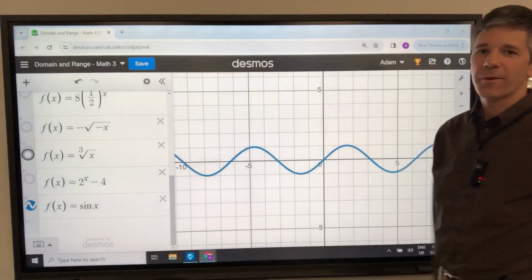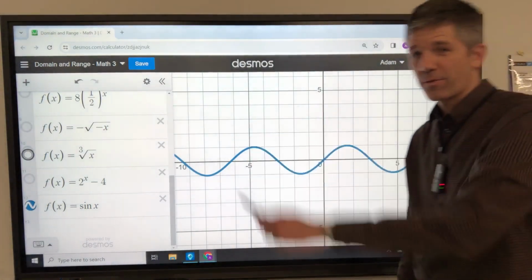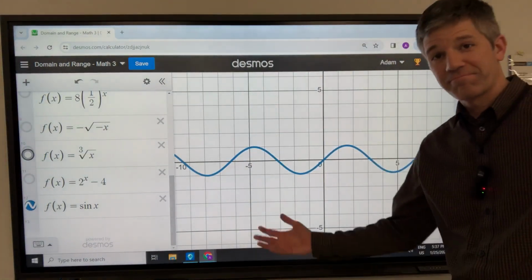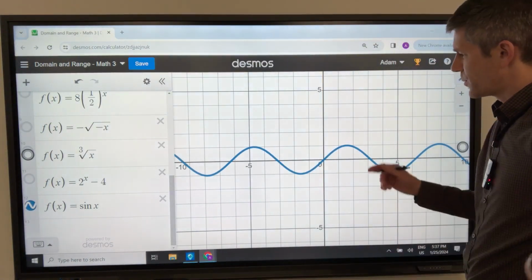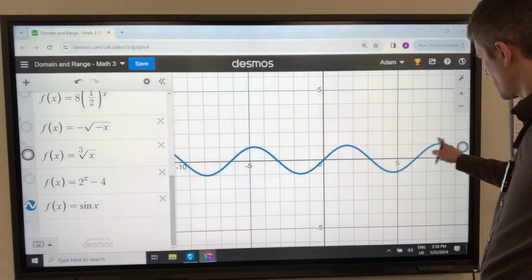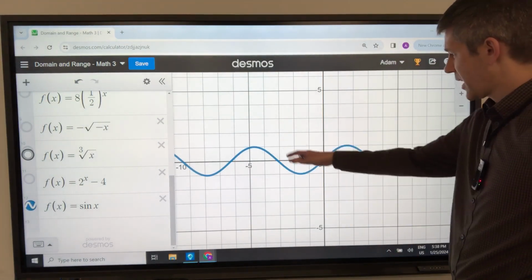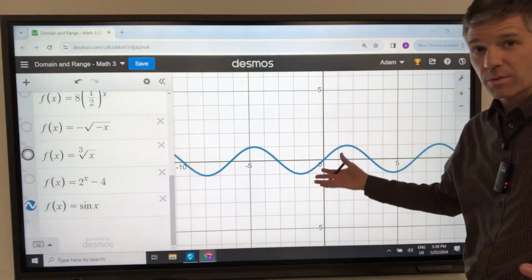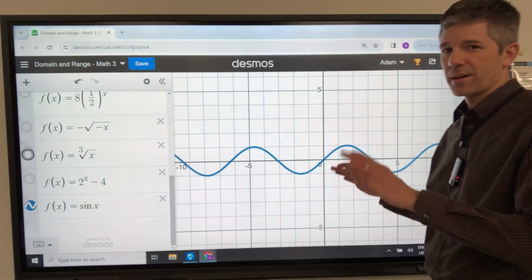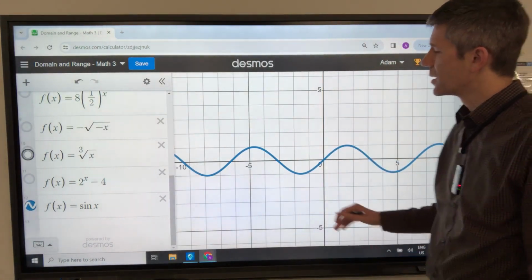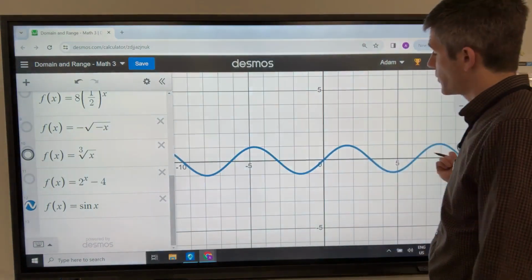How far to the left does it go? Negative infinity. How far to the right does it go? Positive infinity. So we know the domain. Now, you might be looking at that saying, why does it make this wave and what is it doing? Well, it's just cycling back through over and over, which is why it's a wave. We're going to discuss this later in the class. It's like a foreshadowing of things to come. Domain, negative infinity to infinity.